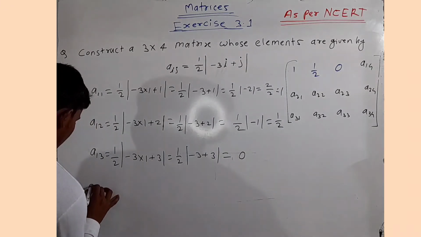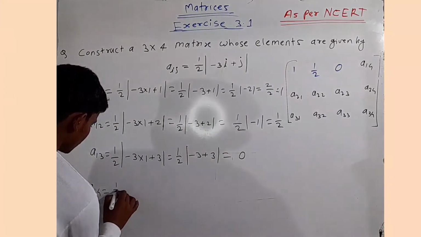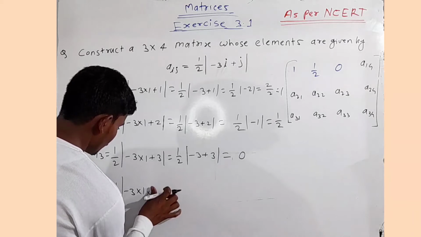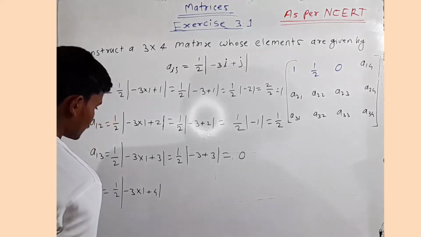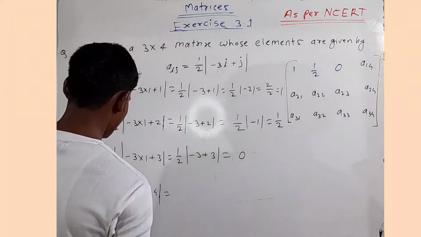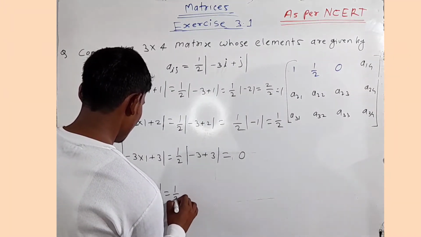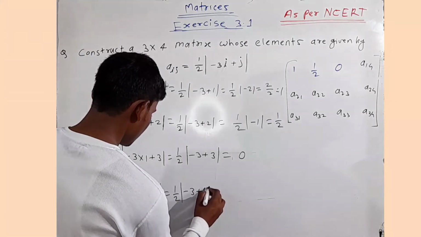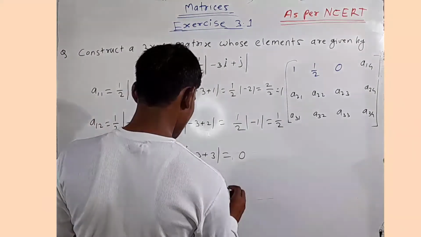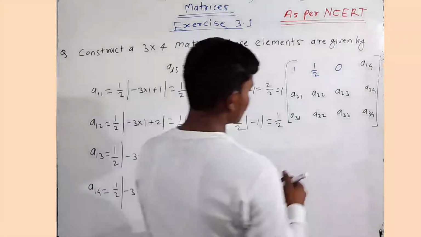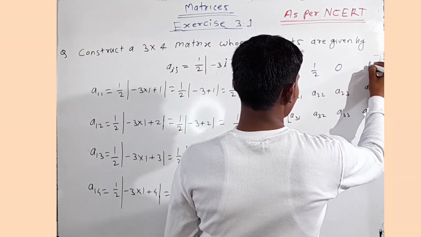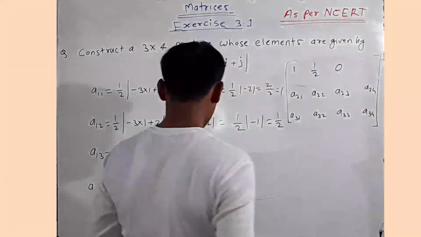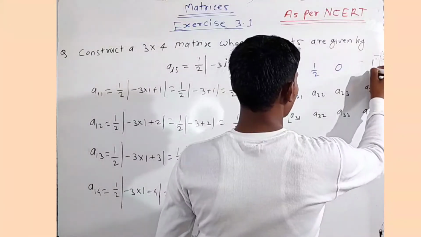Then next, A14 equals 1 by 2 minus 3 into 1 into 1 plus 4, which equals 1 by 2 minus 3 plus 4 equals 1. A14 also becomes 1.